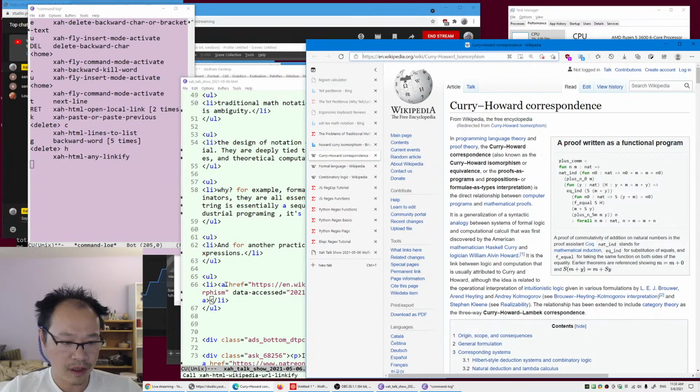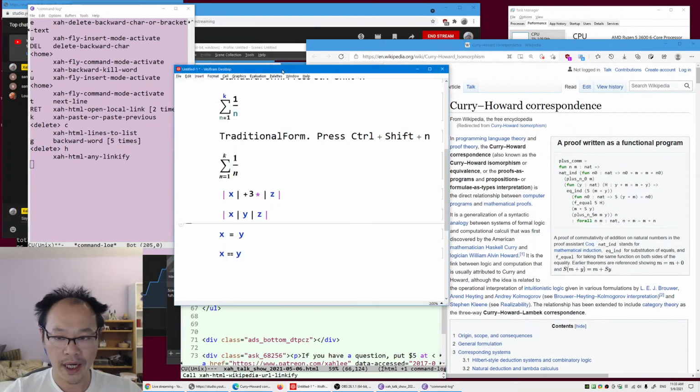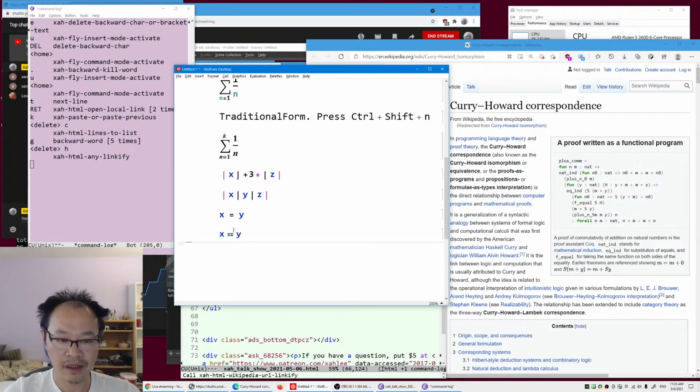So back to the notation. I'm trying to tell you why there are problems with traditional notation, and I gave you two examples: the absolute sign or the norm, and the assignment versus equality. That's ambiguity in traditional math notation.